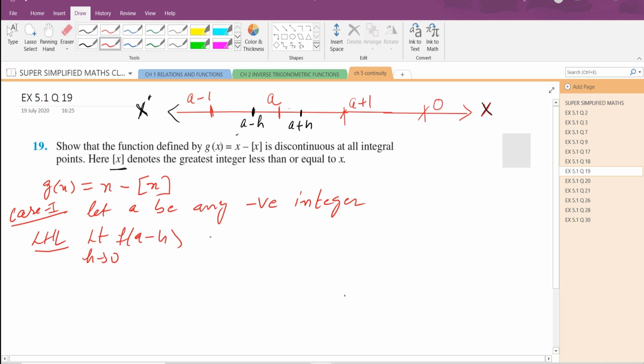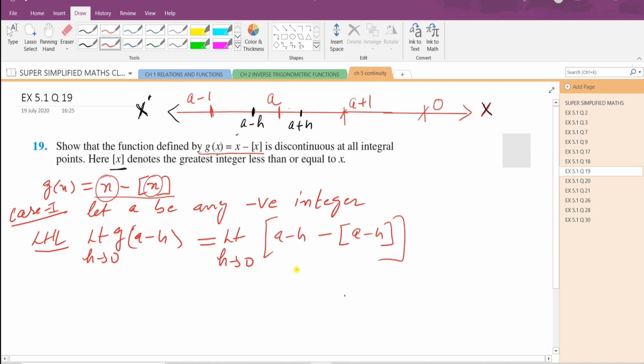So here we don't have f, we have g. So I can write f of g minus h. Now I already know this is the expression for g(x). So in place of x, I will write a minus h. So I get limit h tends to 0. I replace this x and this x by a minus h. So a minus h minus greatest integer function of a minus h.